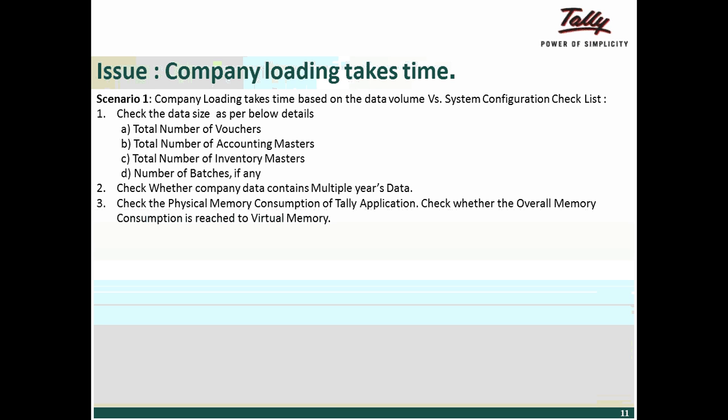Let us take an example. As an example, Windows 7, 1 GB RAM, and the operating system requires 512 MB, and Tally requires basically 1 GB or 1.5 GB. What will happen the moment the physical memory is exhausted? It goes to virtual memory. I will definitely show you the practical scenario of how to check the virtual memory consumption.